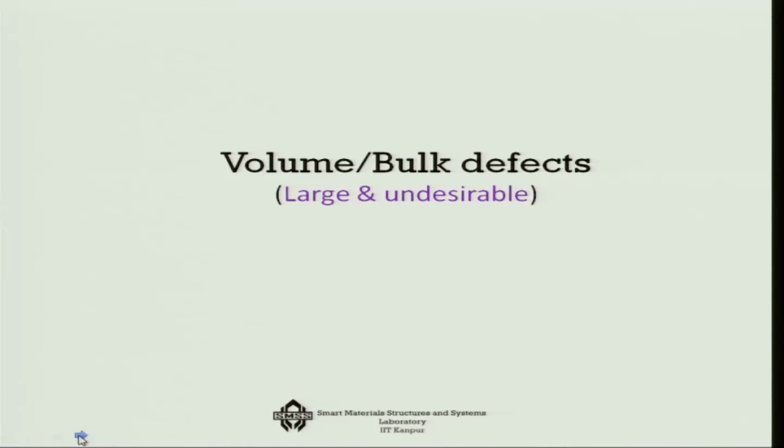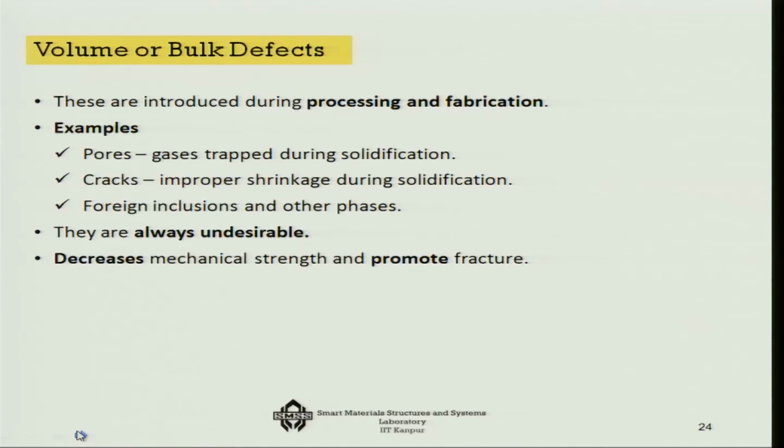Finally, we will talk about volume and bulk defects. We have talked about point, line, surface, and now volume. This happens mostly during processing and fabrication, like pores. Cracks are a defect, and foreign inclusions and other phases are all defects. Bulk defects are always undesirable, and they decrease the mechanical strength and promote fracture. That is the flip side of a bulk defect.